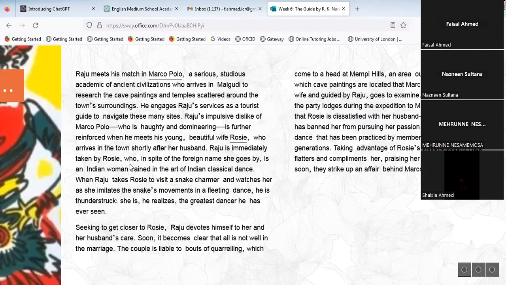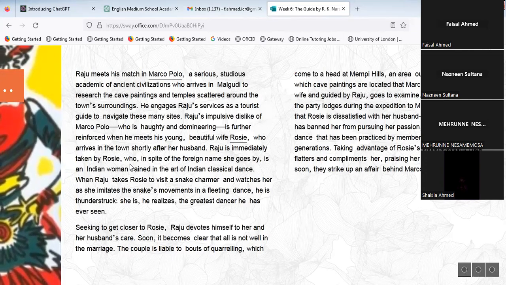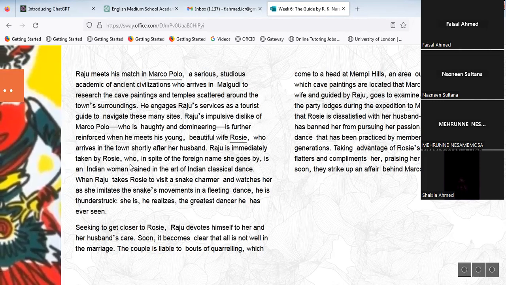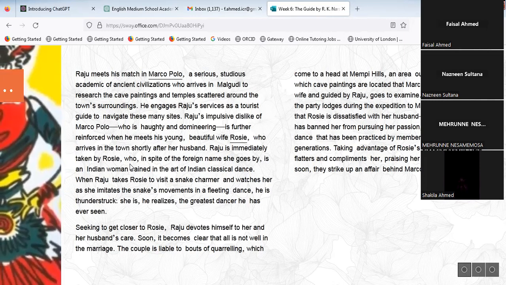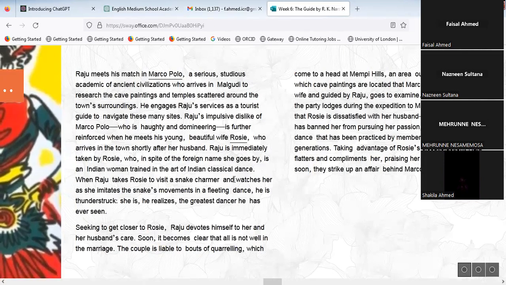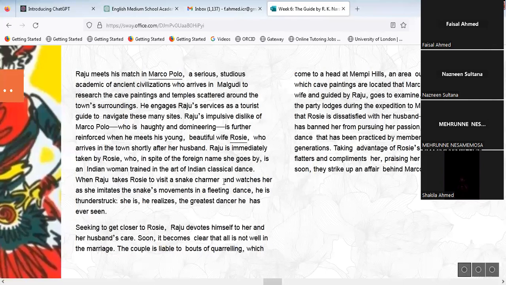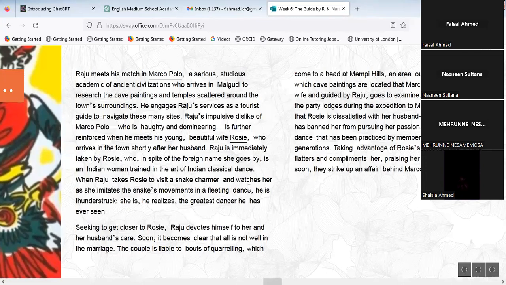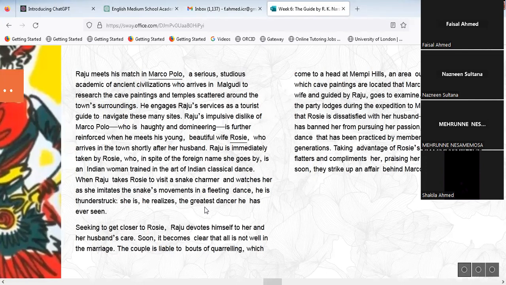She arrives in the town shortly after her husband, and Raju is immediately taken by Rosie, who, in spite of the foreign name she goes by, is an Indian woman trained in the art of Indian classical dance. So she is an expert in classical Indian dance. Through her dancing, Raju utilized her and earned money, and Raju becomes her manager, her dancing manager.